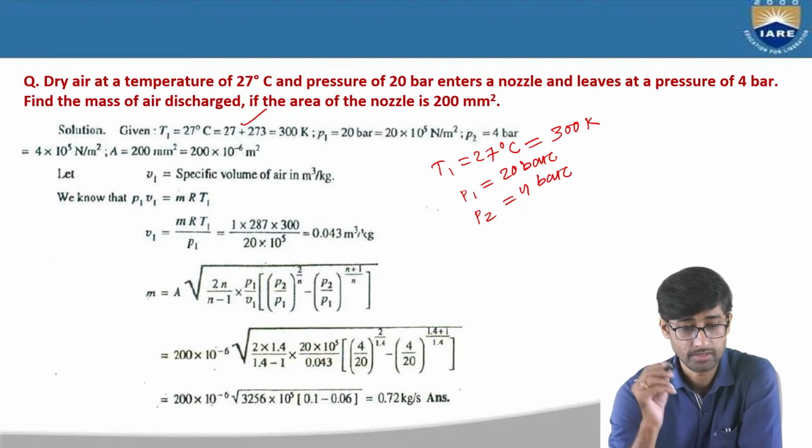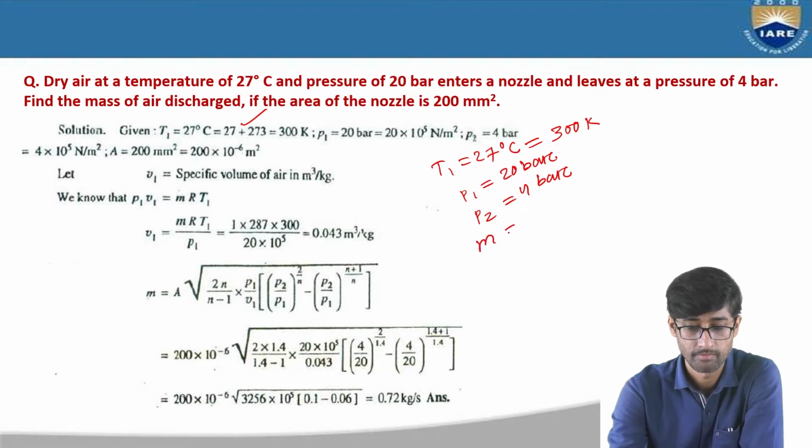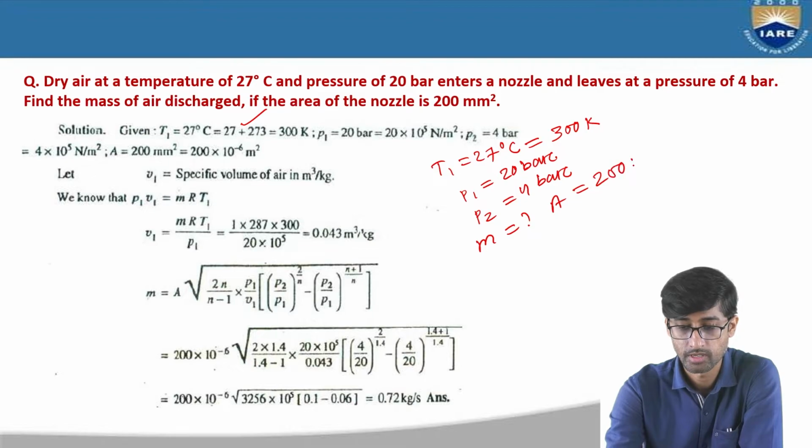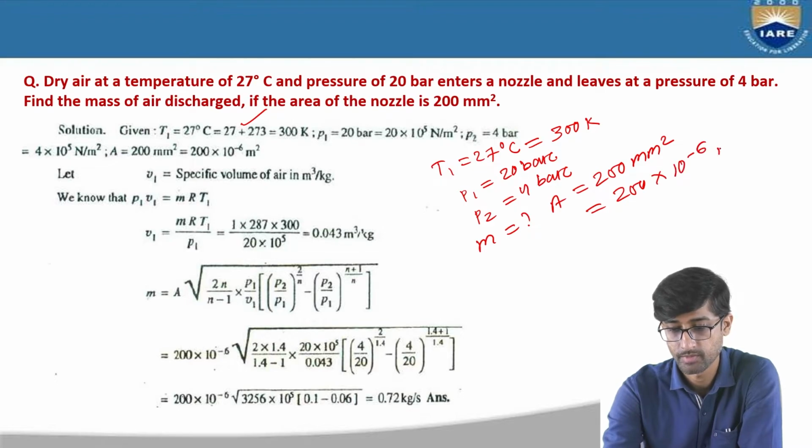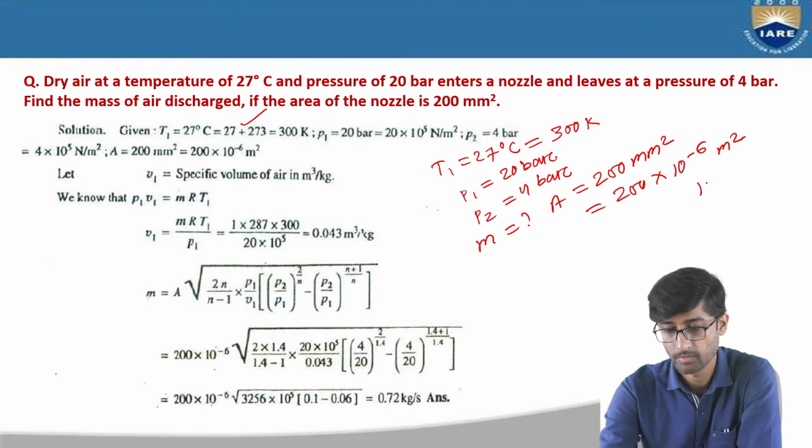What is the mass of air discharge, M? If the area of the nozzle is 200 millimeter square, that becomes 200 into 10 to the power minus 6 meter square, because 1 millimeter is 10 to the power minus 3 meter.